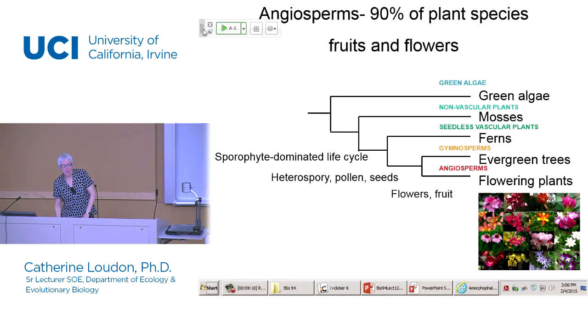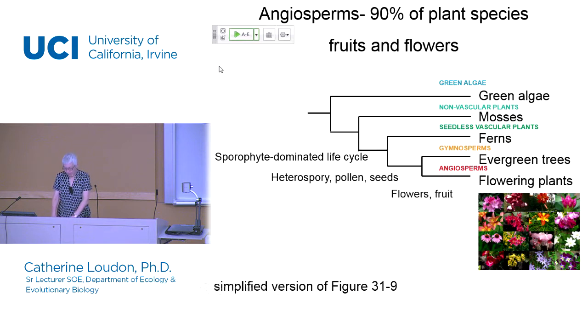So, most of today will be spent discussing the manipulation of animals by plants. And we're not talking about a small group here. In fact, 90% of all the plant species on the planet at the moment are angiosperms.